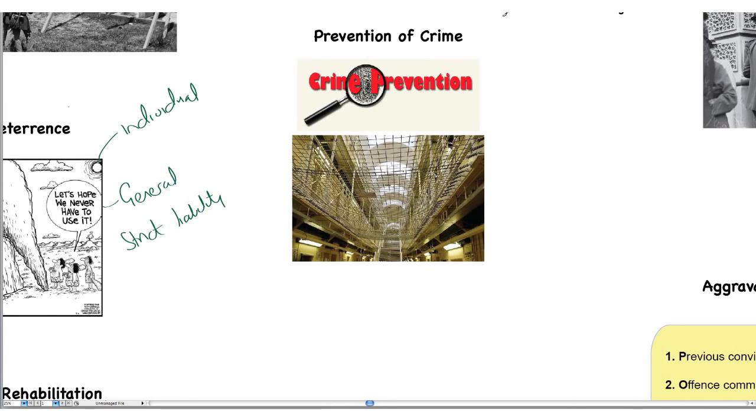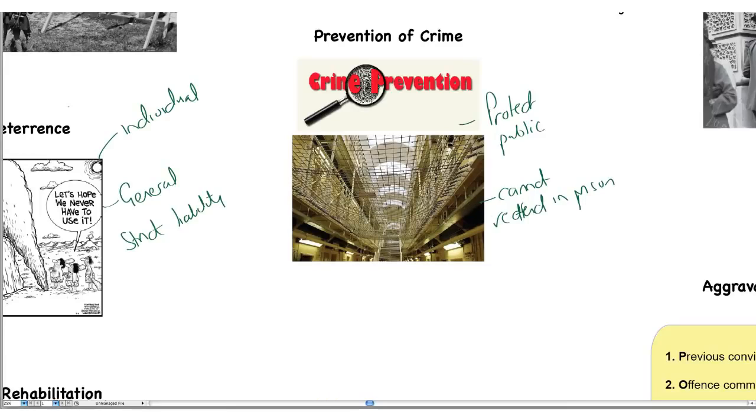Prevention of crime, as a theory, is that they're about protecting the public. If you prevent people committing crime, then you are protecting the public. And the idea is that prisoners cannot reoffend in prison.